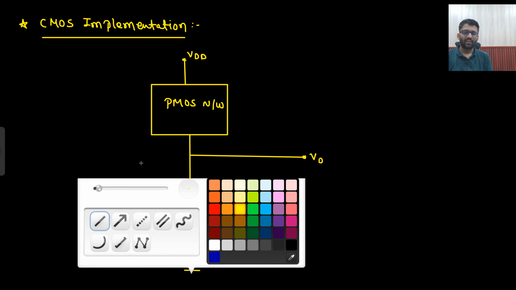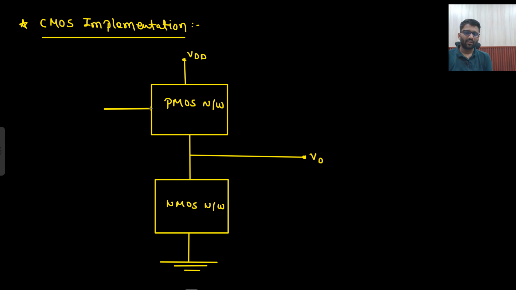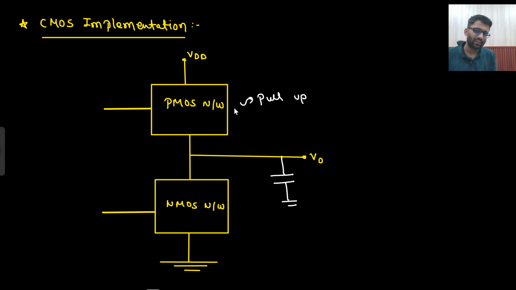There will be inputs here as well, and it will also have some input. Now this is known as the pull up network. It pulls up the output. If you connect a cap here, it will charge this cap, and this is known as pull down.